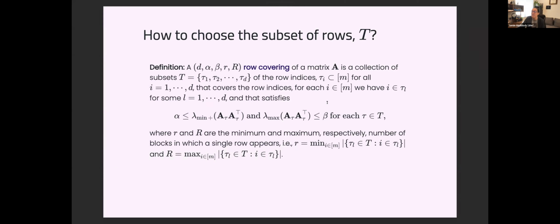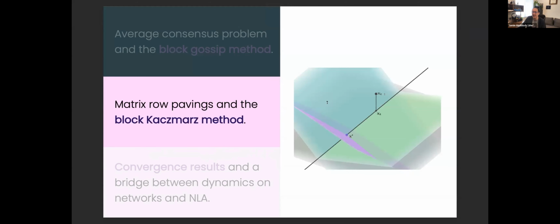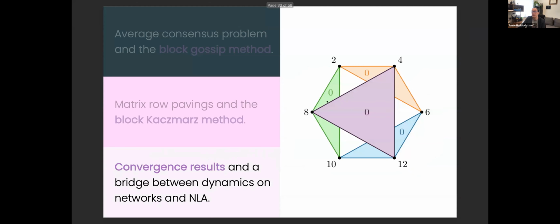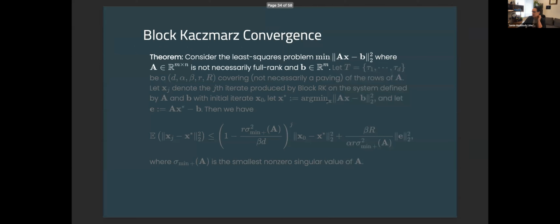So little r is the minimum number of times that a row appears in a block, and capital R is the maximum number of times that a row appears in a block. Okay, so a couple of definitions. And what these give us is a way now of proving some nice convergence results, and I'll relate that back to the original application to average consensus.